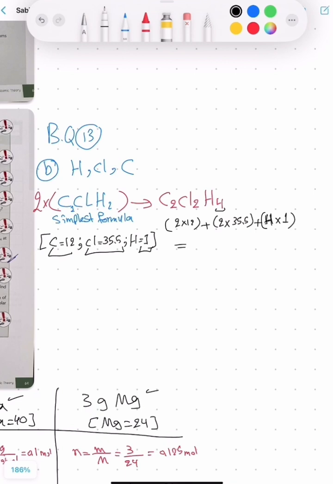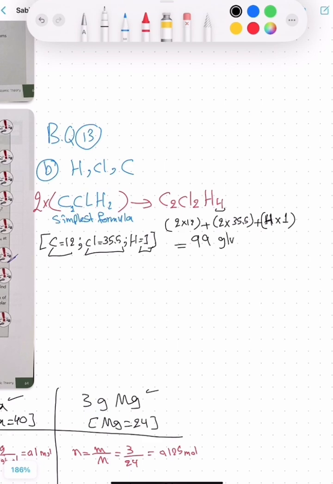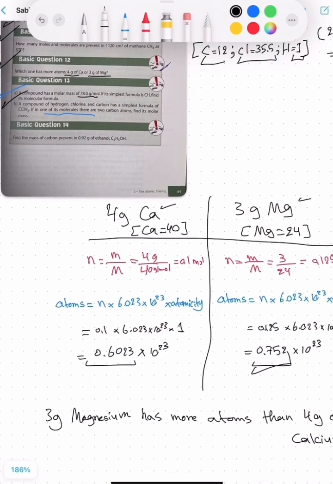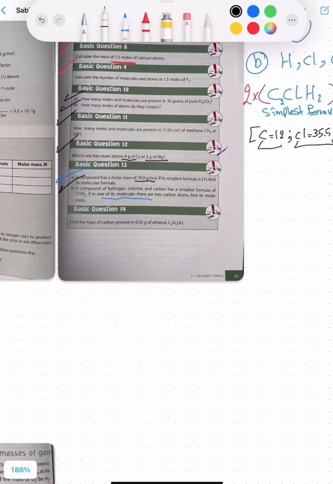And you will get your answer, 99 gram per mole. Let's do the last one and we're done for this section. Basic question 14. Find the mass of carbon alone, not the whole thing, present, if you have the mass of the whole thing, C2H5OH or ethanol. How would you do that?